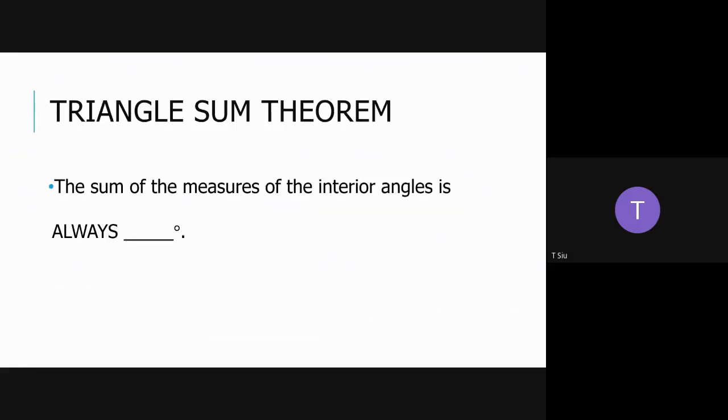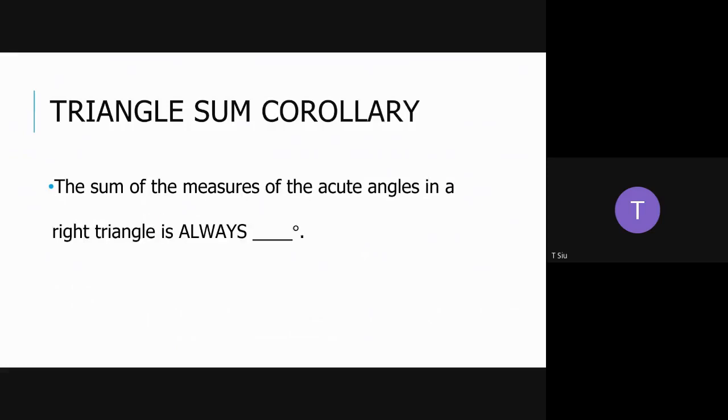Triangle sum theorem states that the sum of the measures of the interior angles is always 180 degrees, while the triangle sum corollary states that the sum of the measures of the acute angles in a right triangle is always 90 degrees.